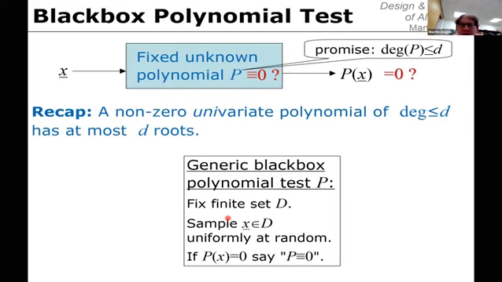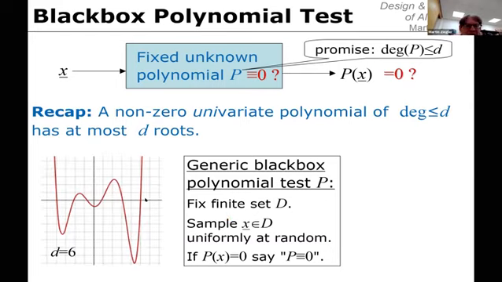If you evaluate a polynomial of degree at most d at d plus 1 different arguments, and all of them turn out to be 0, then this must be the zero polynomial. So you could replace this black box polynomial test, instead of sampling arguments x from the set D, by just taking d plus 1 different values from the set D. Then this is a deterministic test, because any univariate polynomial of degree d can have at most d roots, as is seen in this example, a polynomial of degree 6.